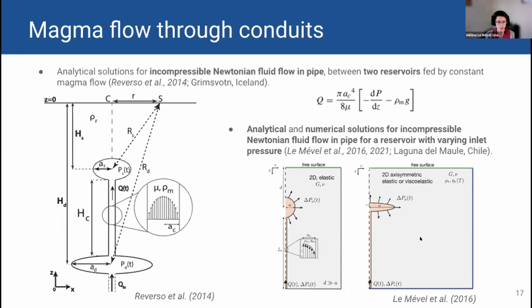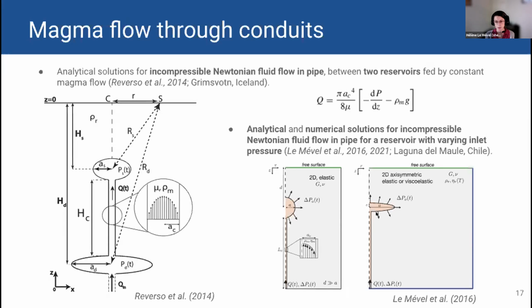To explain the changes in deformation rates observed at Laguna del Maule volcano in Chile, we derived an analytical solution for a single spherical reservoir and an ellipsoidal reservoir in an elastic crust being fed, but this time with an increasing mass flow. And we can also solve the same problem, but numerically.